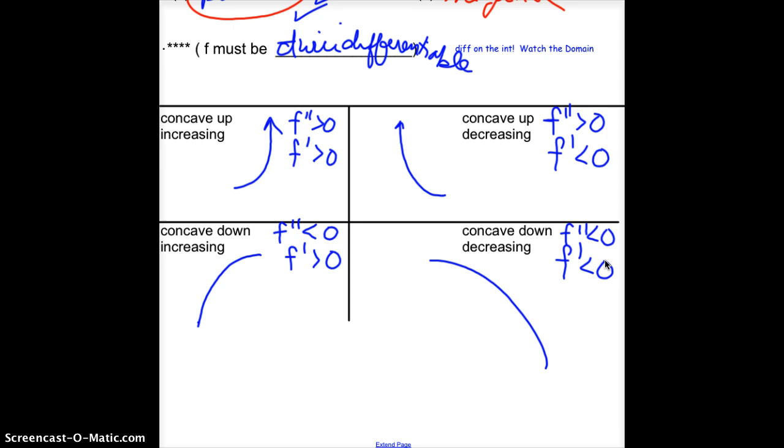So those are the different portions that involve both the first and second derivative. Whenever it's concave up, the second derivative is positive. To analyze the first derivative, we look at whether it's going uphill or whether it's going downhill.